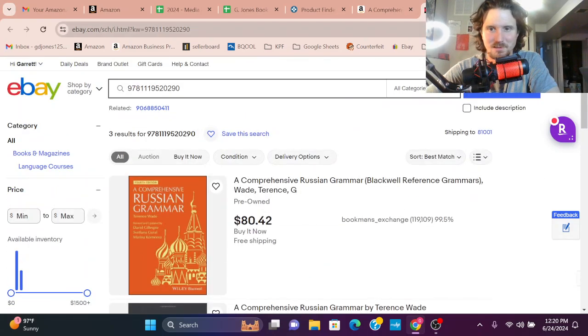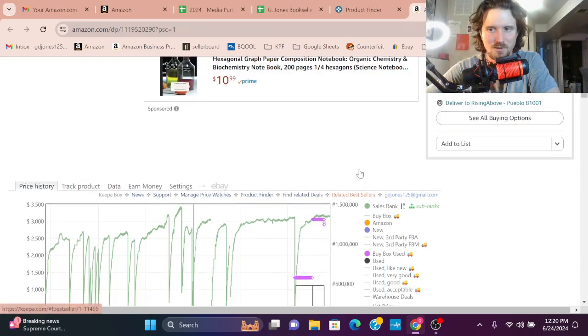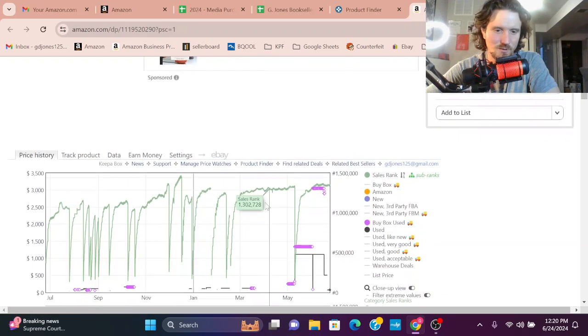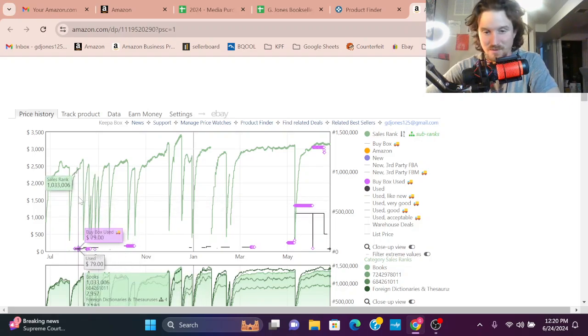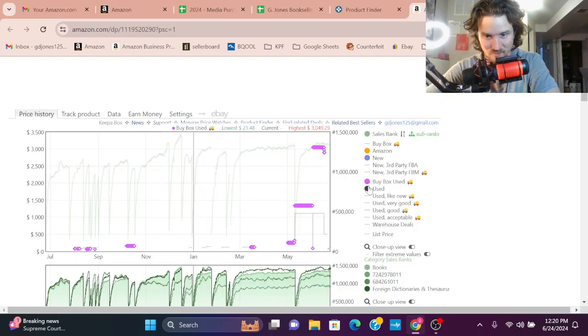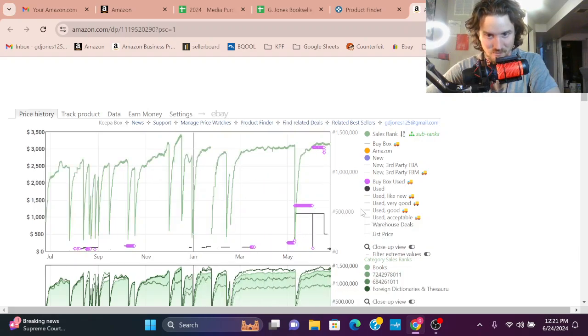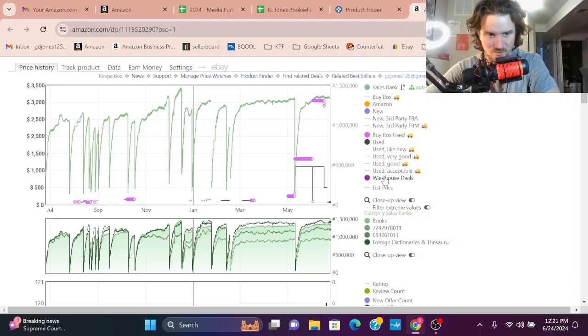80. This one's pretty close. We can get it at 76.43, and it looks like it sells in the hundreds usually. It's probably a, what we got? Warehouse deals? No. We got buy box? No.